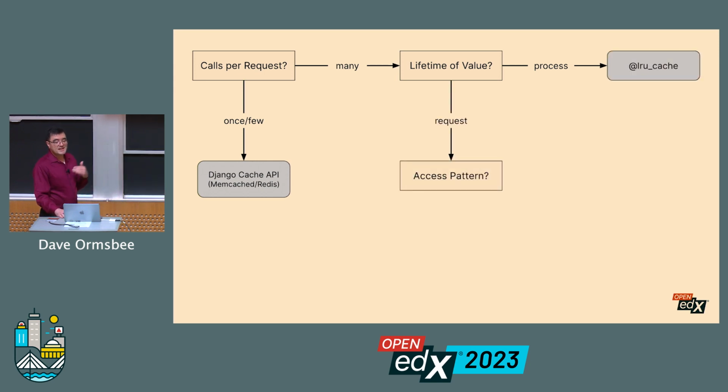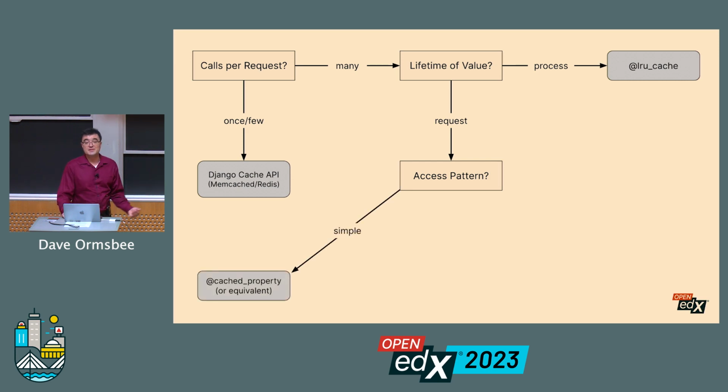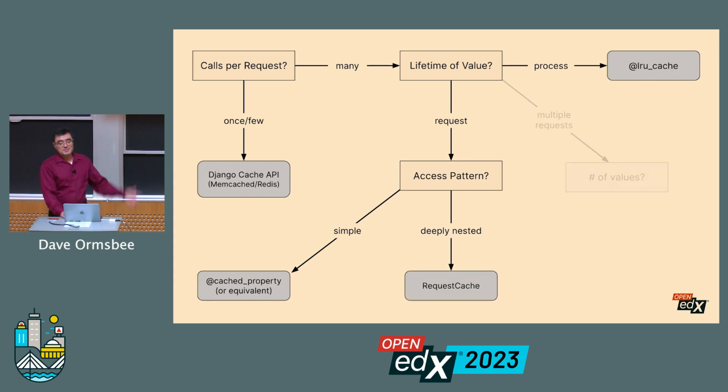But if the lifetime of the value is for the request and the access pattern is very simple, then we can use the cache property. But if it is deeply nested, but it has to live for the lifetime of the request, then we use request cache. Absolutely.